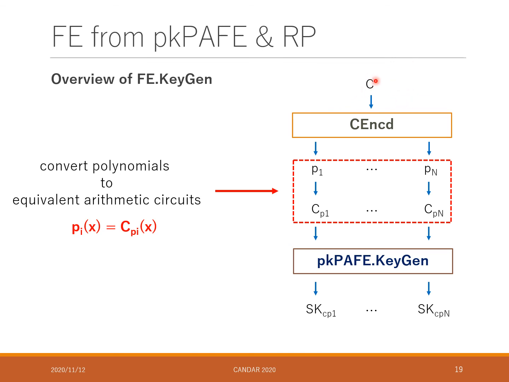First, the circuit C is converted to n polynomials by circuit encoding, and then these polynomials are converted to equivalent arithmetic circuits CP1 to CPn. And then the corresponding functional keys are computed by key generation of PKPFE.